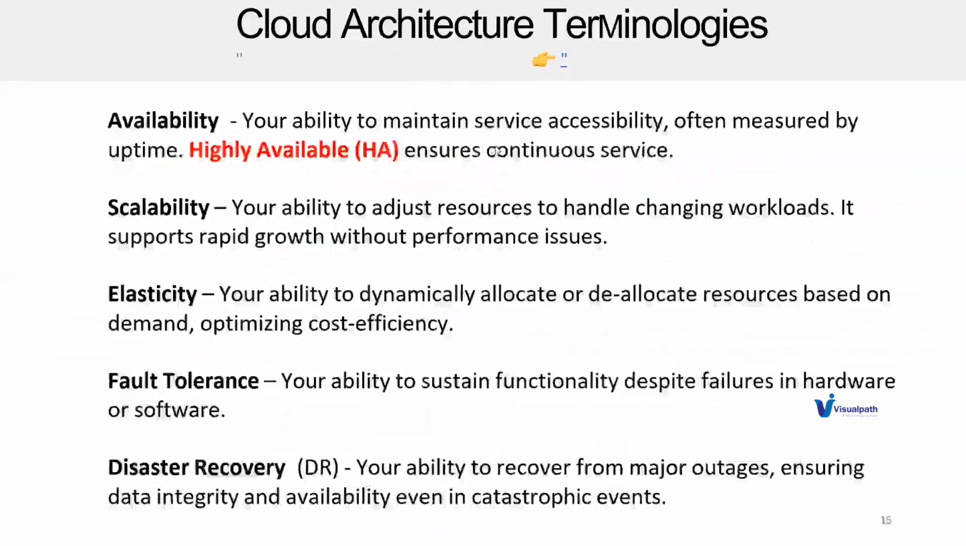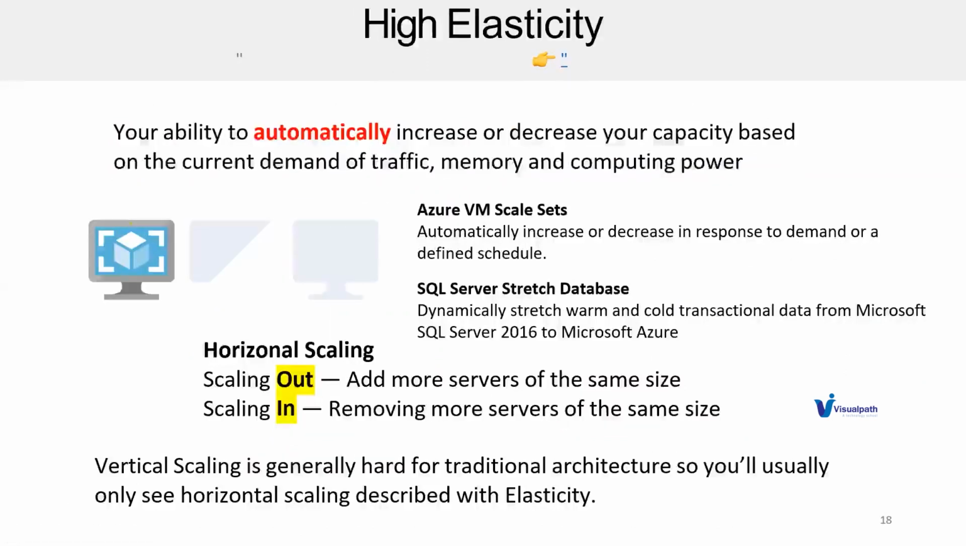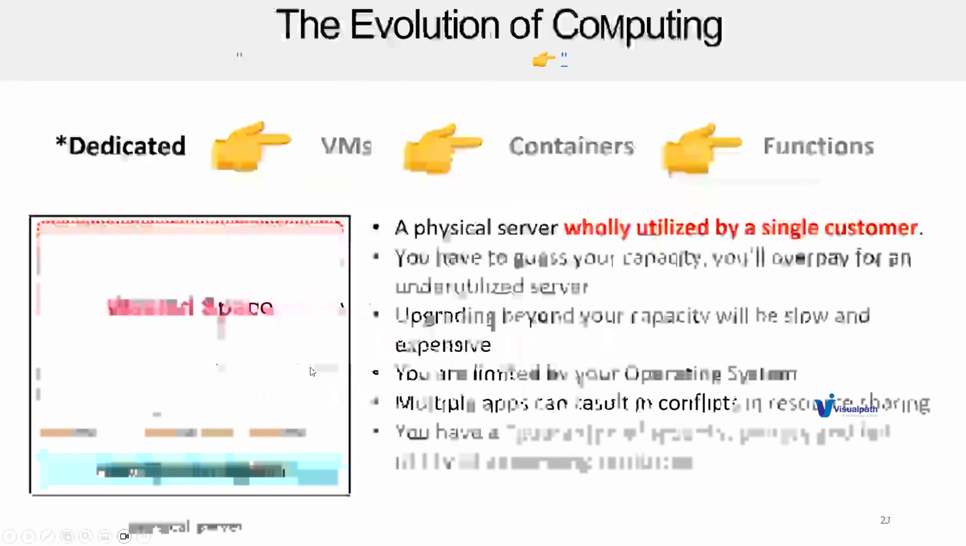So these are all the features that you have with respect to cloud architecture terminologies. Availability, scalability and elasticity are not the same. Scalability means adjusting resources, but dynamically adjusting those resources is what is called elasticity. Sustaining functionality despite failures is called fault tolerance. And disaster recovery means even if a disaster happens, you should be in a position to recover from that failure, in the case of cloud computing. Okay, elasticity I have told you.